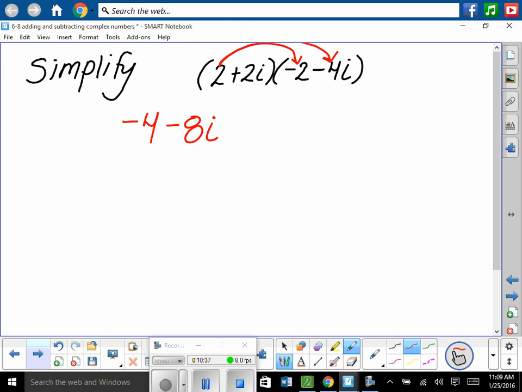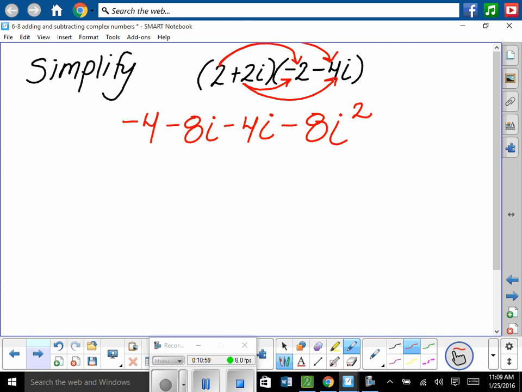-8i's. Very good. And then with this one, 2i times -2. What do we get? -4i. Awesome. Not making any sign errors. 2i times -4i. Careful. i squared. Awesome. Way to not forget that. That would be i squared. Does everybody see why i times i is i squared?